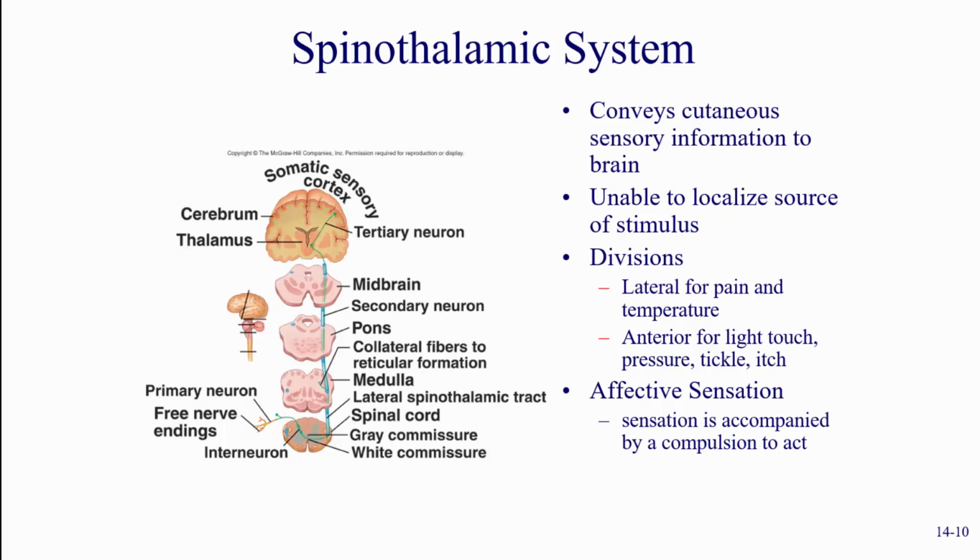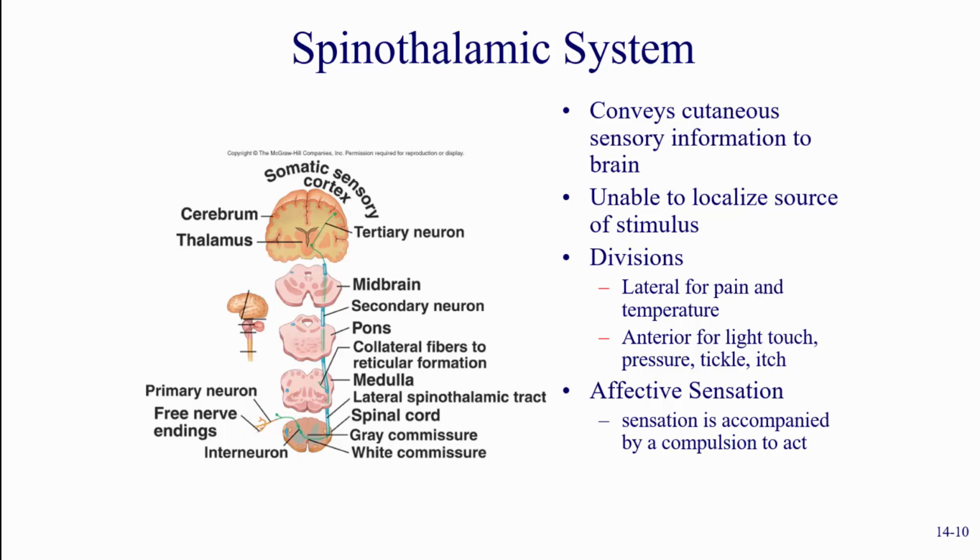So looking at the spinothalamic system, this conveys cutaneous sensory information to the brain. It's unable to localize the source of the stimulus. The divisions are lateral for pain and temperature, anterior for light touch, pressure, tickle, and itch, and the effective sensation is accompanied by a compulsion to act. So for instance, if you feel an itch, that compulsion is to scratch. If somebody is tickling you, the compulsion might be to smack them. Okay, so you've got the idea there.